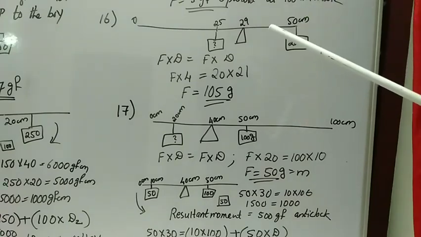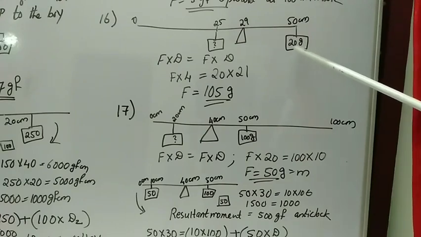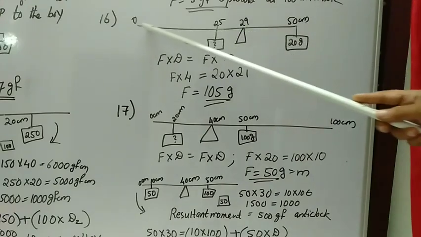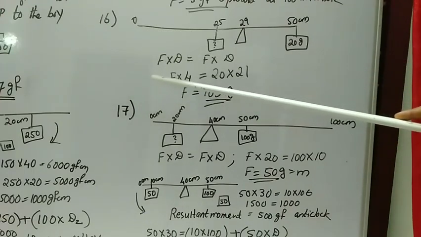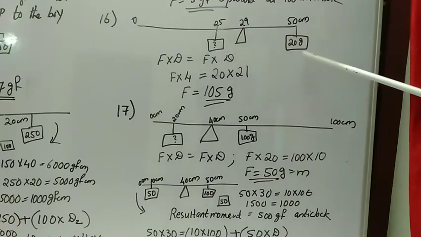So here again they are not specifying which side we are going to hang this 20 gram. So basically you can see this is the longer arm. So the longer arm tries to move downward. So to make the ruler horizontal, we have to place the weight at the 50th centimeter.